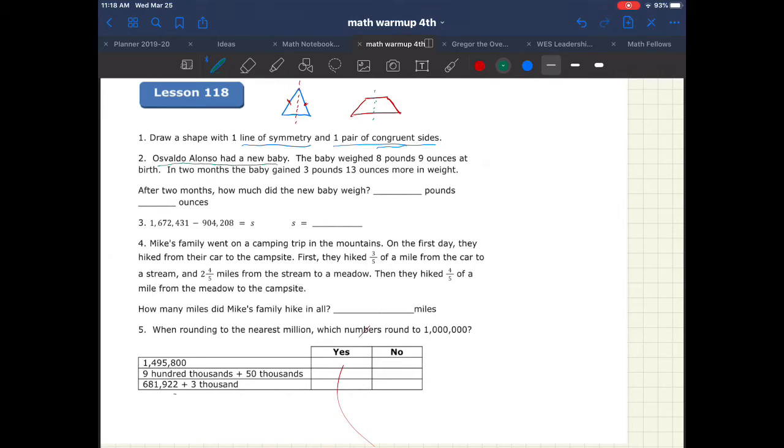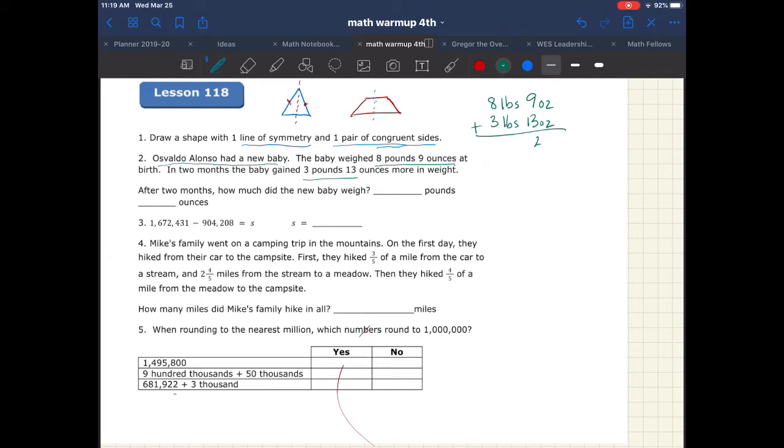Osvaldo Alonso had a new baby. The baby weighed 8 pounds 9 ounces at birth. In 2 months, the baby gained 3 pounds 13 ounces more weight. After 2 months, how much did the new baby weigh? So the baby weighed 8 pounds. LB is the abbreviation for pounds. And 9 ounces. OZ is the abbreviation for ounces. And it gained 3 pounds and 13 ounces. So how much does it weigh now?